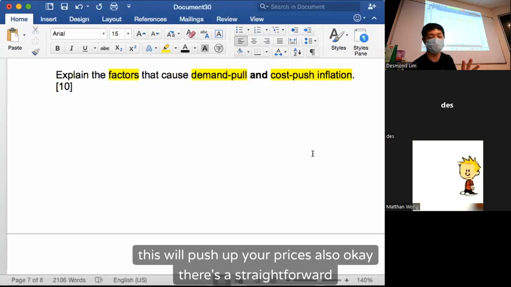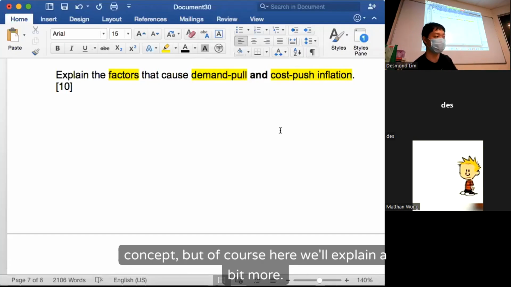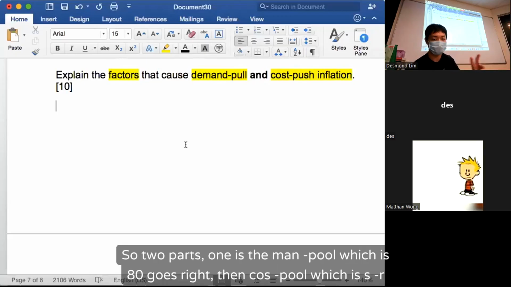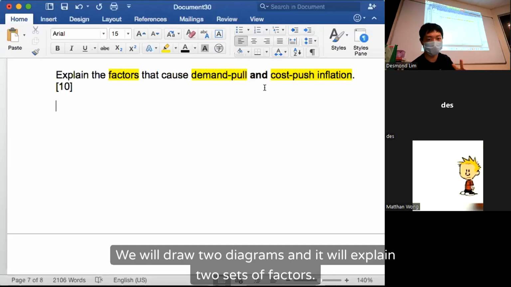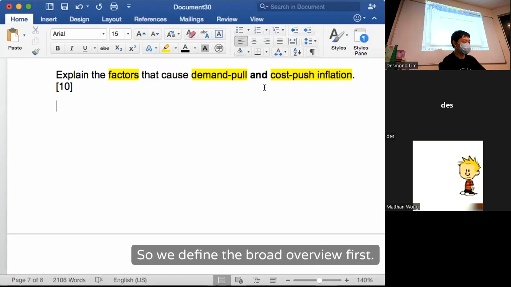Okay, that's a straightforward concept, right? But of course, here we explain a bit more. Okay, so two parts. One is demand pull, which is AD goes right. Then cost push is SRAS curve goes left. We will draw two diagrams and then we explain two sets of factors. Okay, so we define the broad overview first.